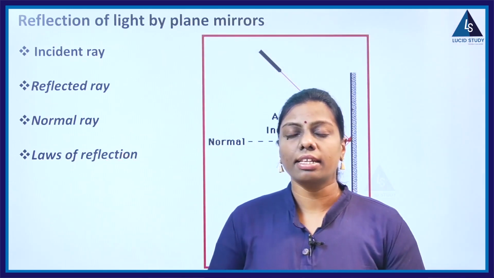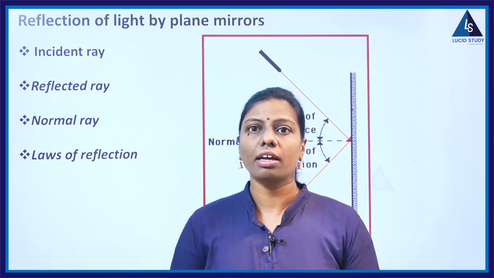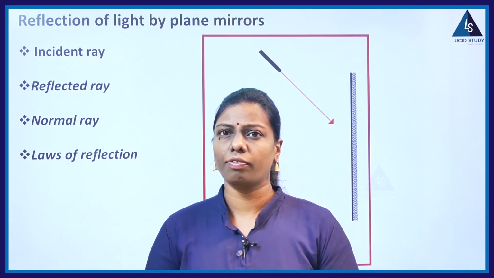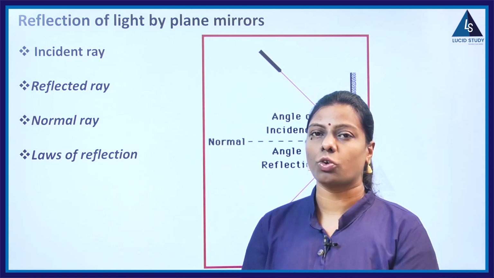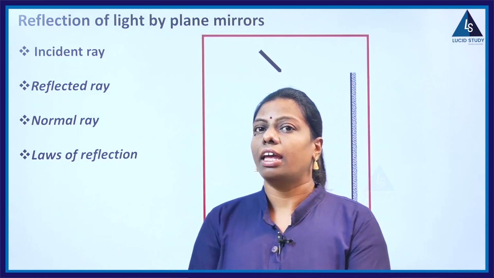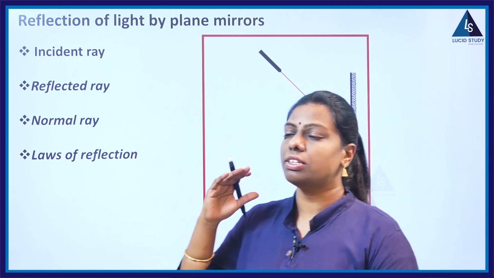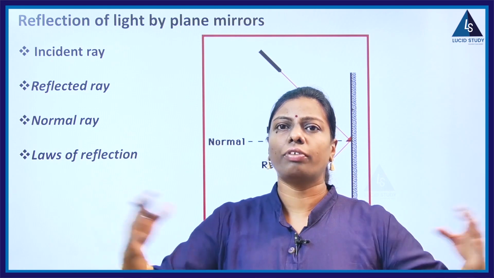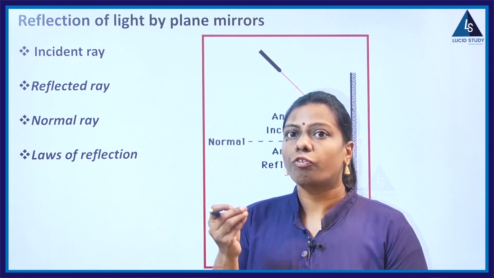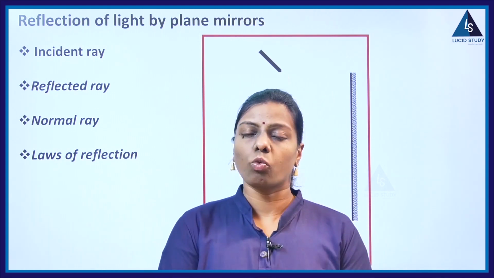Now next let us discuss what is meant by reflection. What is meant by reflection? Reflection is the bouncing back of light rays. If a light ray is incident on an object, a number of rays will be coming out of it. For the diagram, we will consider only one ray.